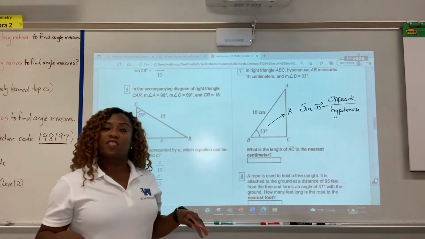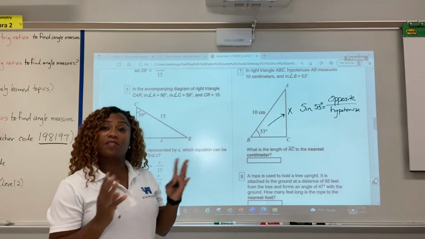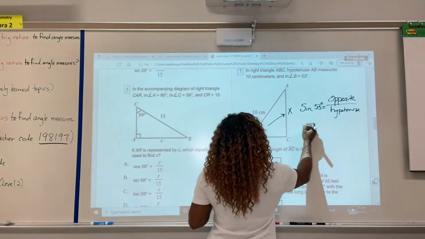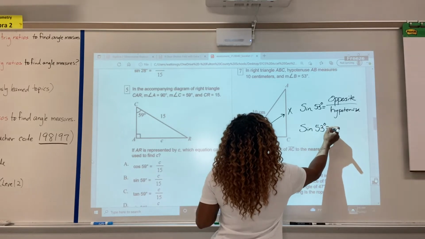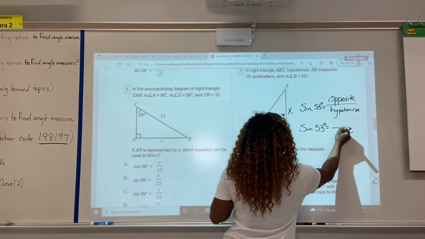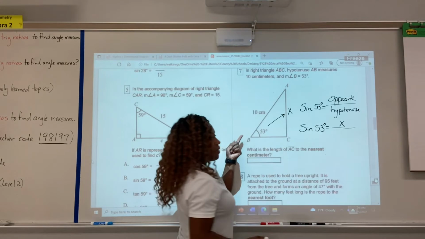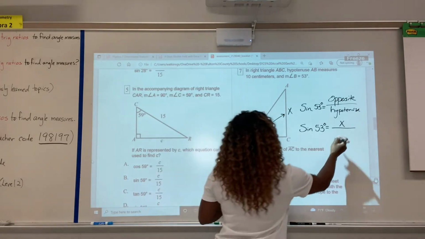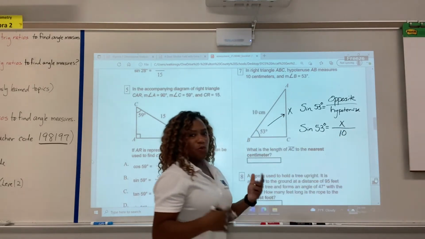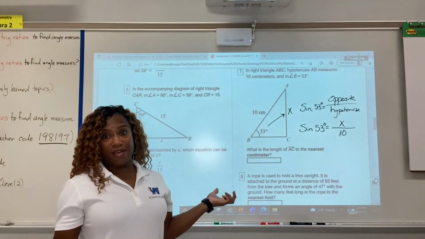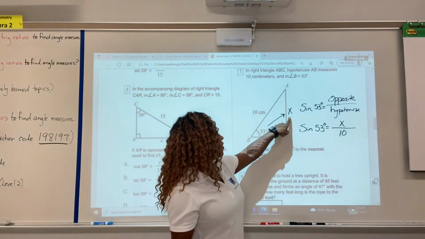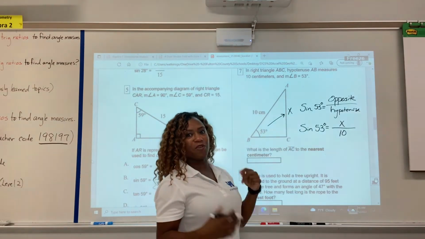So I've just determined which of the three I need to use. Now let's go ahead and apply it. So this will be sine of the 53 degree angle is equal to the opposite information that I have, which is x. The hypotenuse that I'm given is 10. This is the equation we're going to use to solve this problem. So what we've got to do is solve for x. Because remember, we're trying to find the value of x. So once I get that value, I'm done.